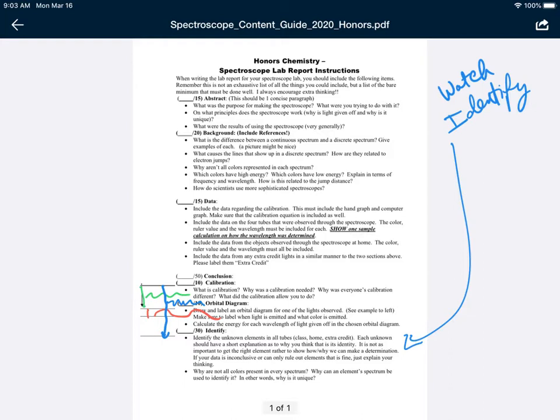And then you're calculating the energy. So energy equals Planck's constant, which is h, just look that up, times frequency, which is that little Greek letter.